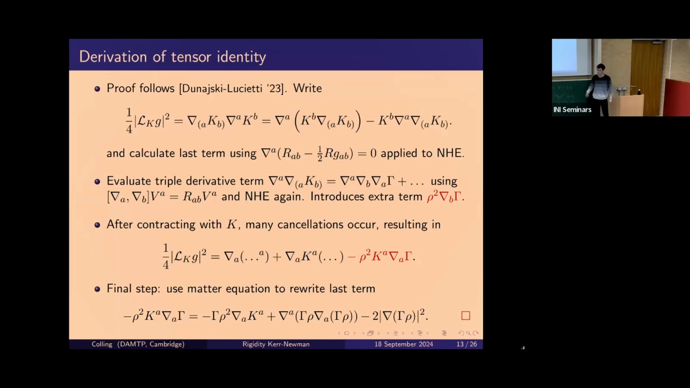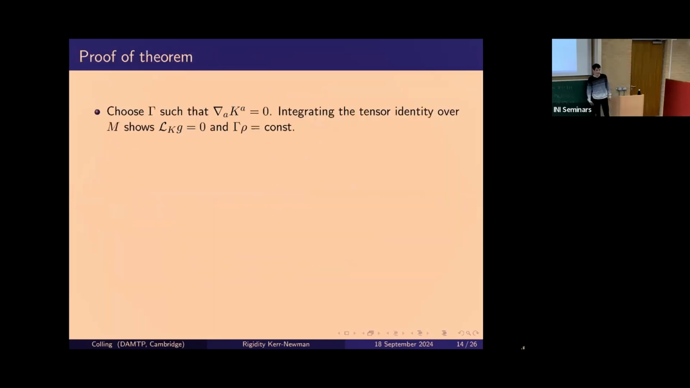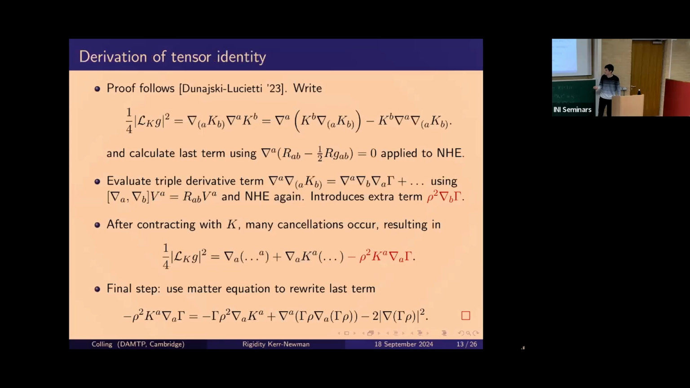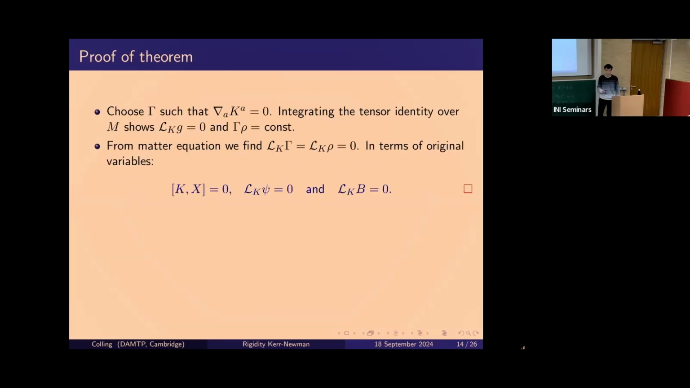So then, as I explained already, we fix this gamma in the same way as before. We integrate over the manifold to find that K is Killing and gamma times rho is constant. And we go back to the last equation here. If gamma times rho is constant and K is Killing, then this right-hand side is just 0. So we get for free, basically, that K preserves gamma. So we have to do much less work than in the vacuum case. And since rho was 1 over gamma, we also find that K preserves rho. And so writing everything in the original variables, we find that K preserves all the data.